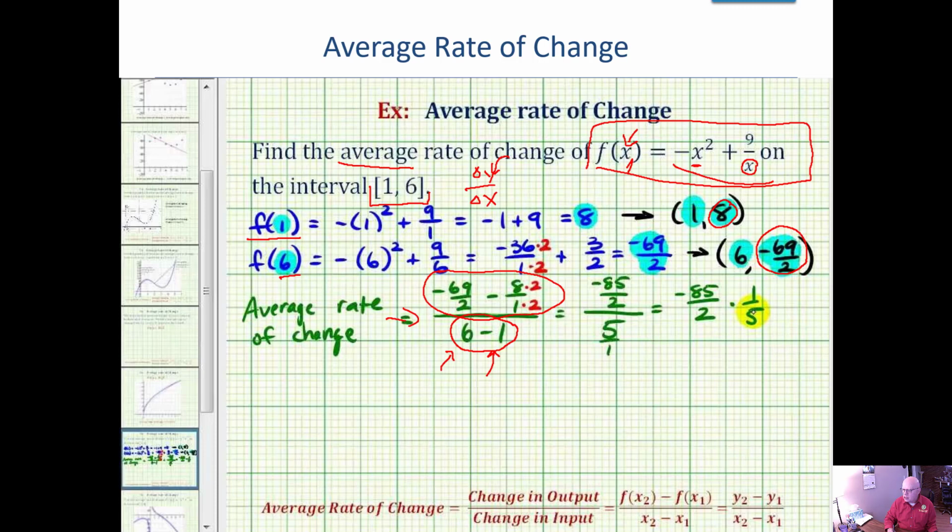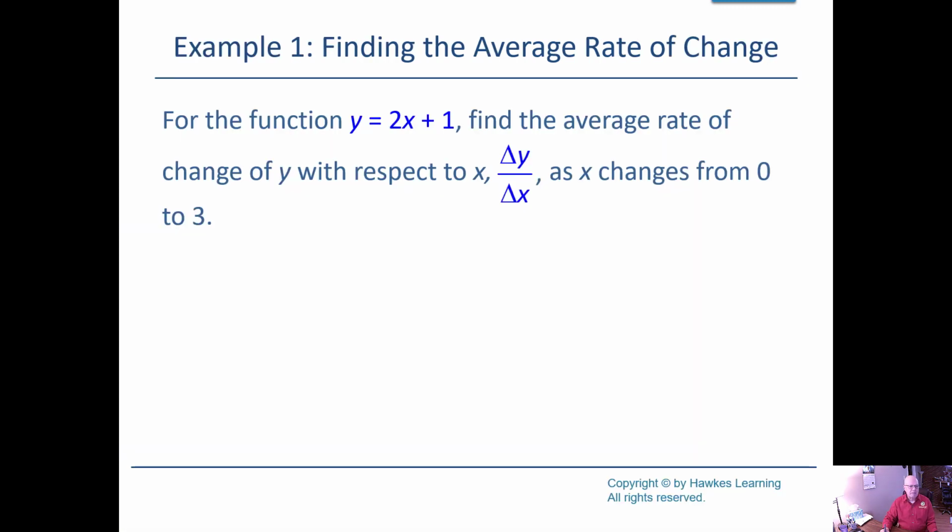Again, average rate of change. There we go. Change in the output divided by the change in the input. Just another way of looking at it. Remember, the x's are what you start with. The f of x's are what you get from those x values. Short story, subtract the y's on the top, subtract the x's on the bottom.